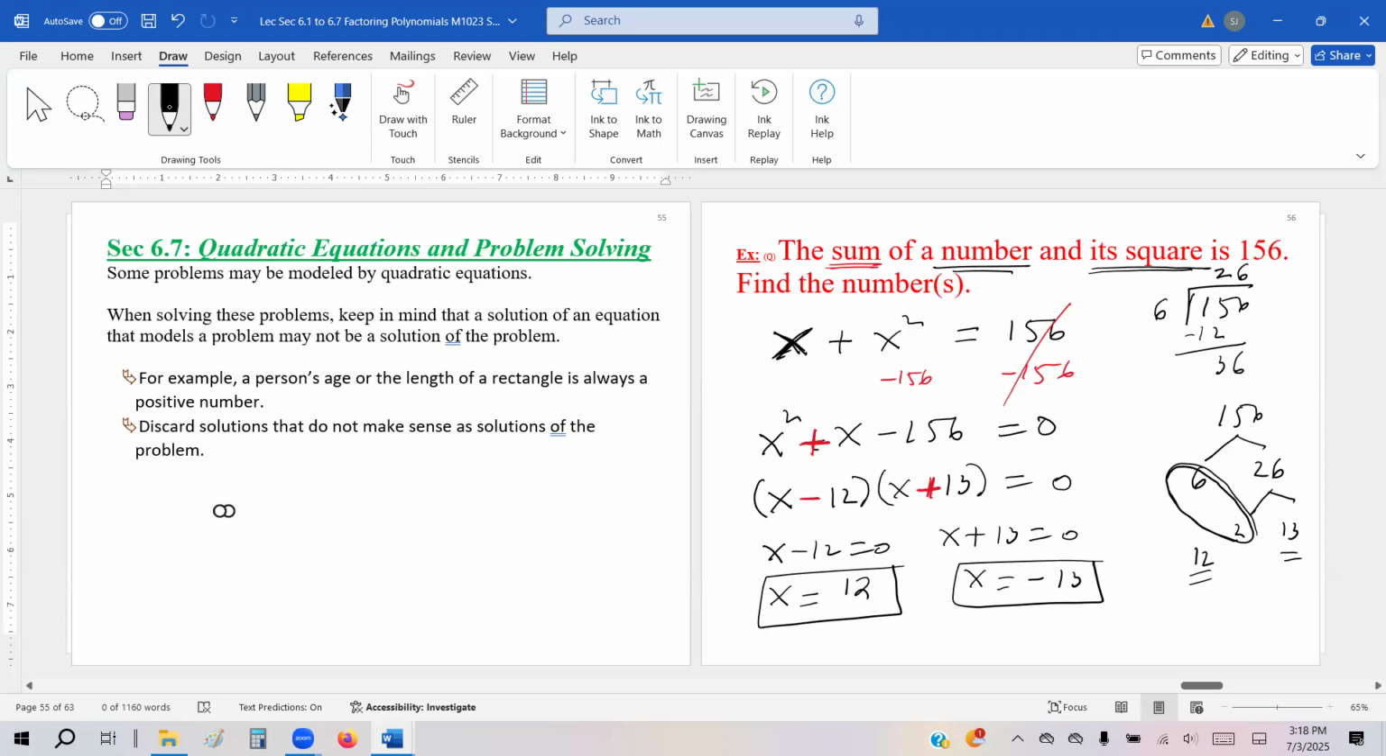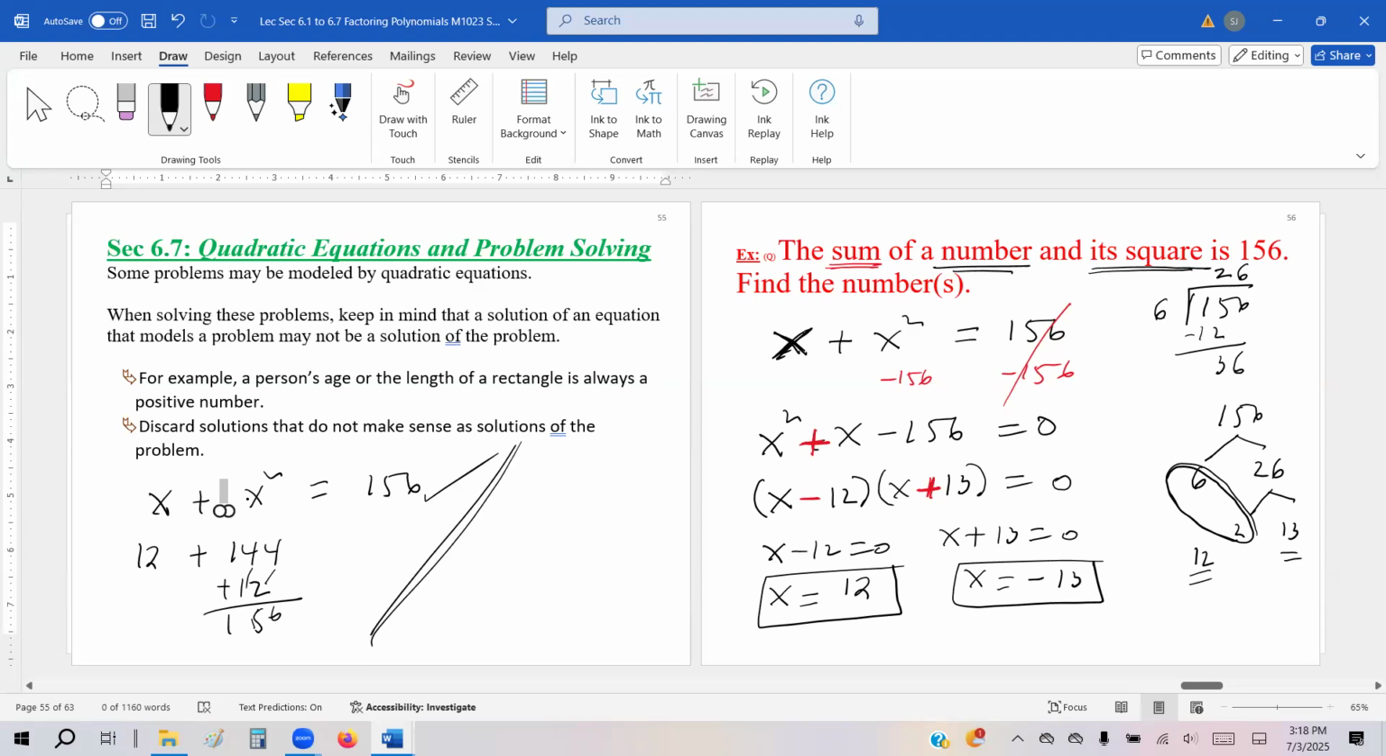Is this true? x and its square has to be 156. If x is 12, what is 12 squared? 12 times 12, which is 144. And 144 plus 12 is 156. Wow, it works. 12 and its square is 156.